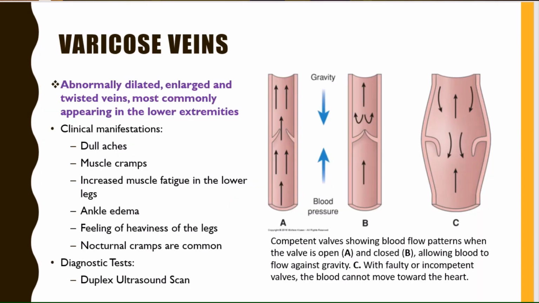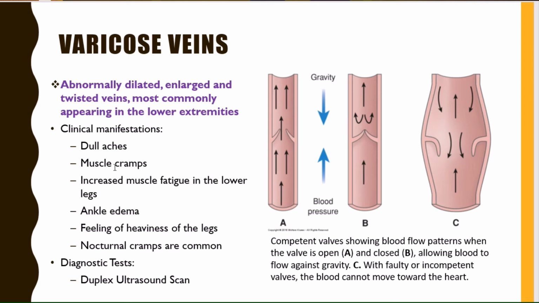Now we're going to look at varicose veins. So varicose veins are abnormally dilated, enlarged, and twisted veins, most commonly appearing in the lower extremity. You must have seen patients or people outside, especially in the summer, you may be able to see some varicose veins on these people.